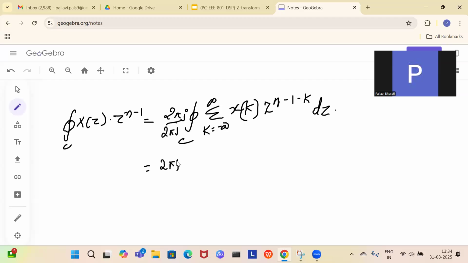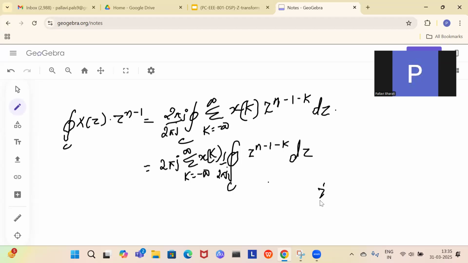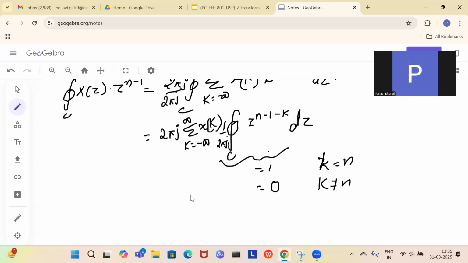Now if I change the order of this summation and integration, I will be doing 2 pi j times the summation of x[k], k equals minus infinity to infinity, and this side the closed integral, 1 by 2 pi j z to the power n minus 1 minus k dz. At k equal to n, we can write this whole thing as 1, and at k not equal to n, this is equal to 0.